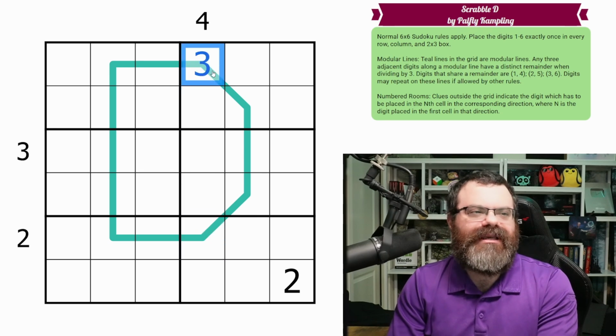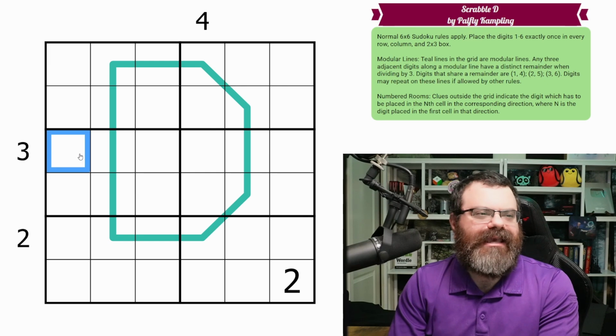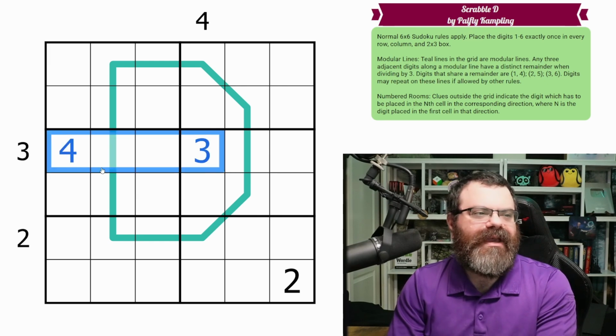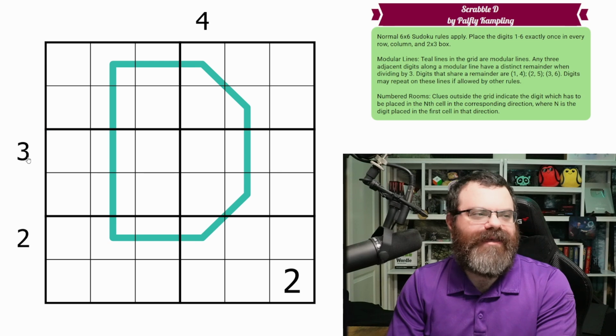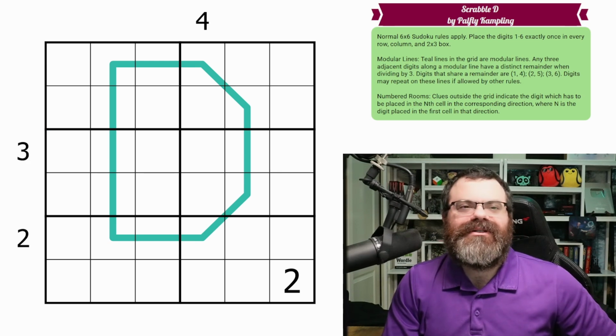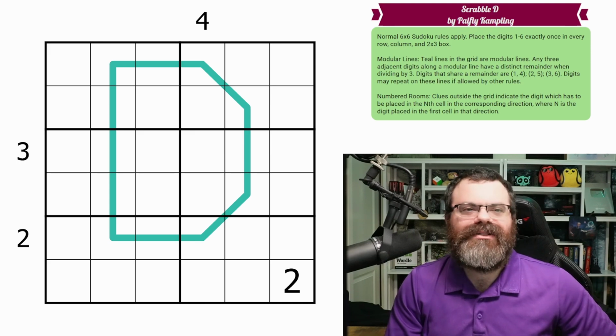So if this was a 3, then the 3rd cell is a 4. Same thing here. So if this was, say, a 4, then the 4th cell has to be a 3 because the clue is a 3. So whatever this digit is tells you where this digit goes. And that's it. Those are the rules. There's a link in the description if you'd like to try the puzzle yourself. And I'm going to get started right now.